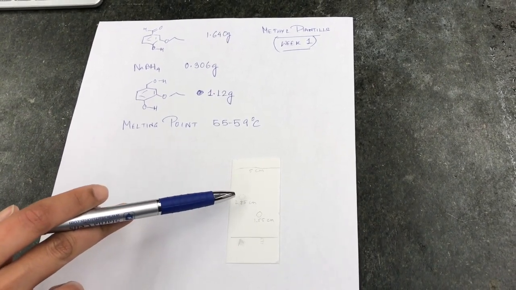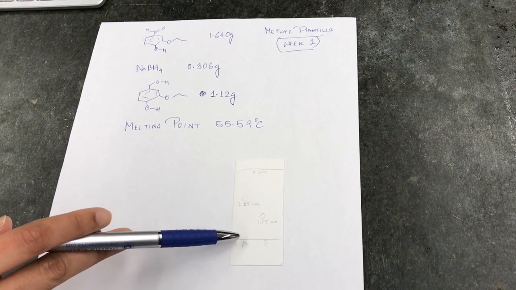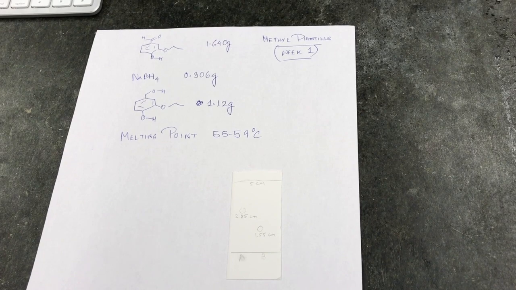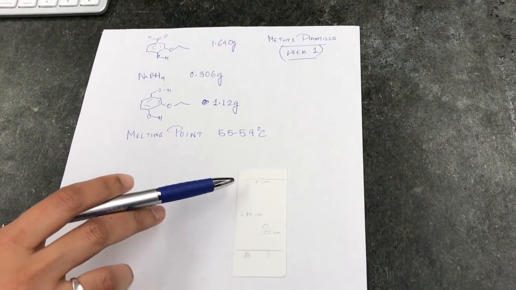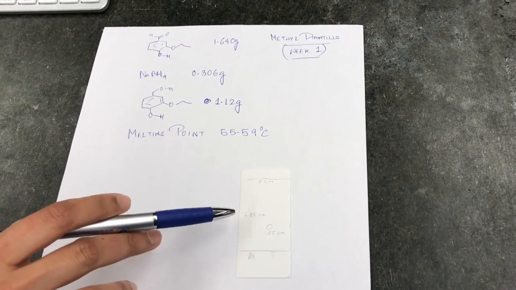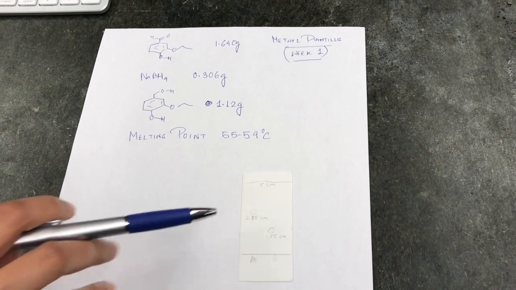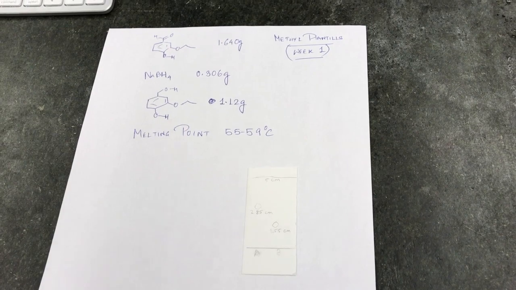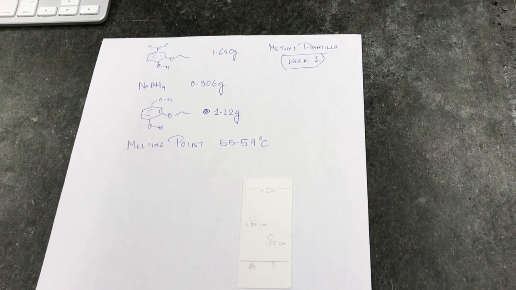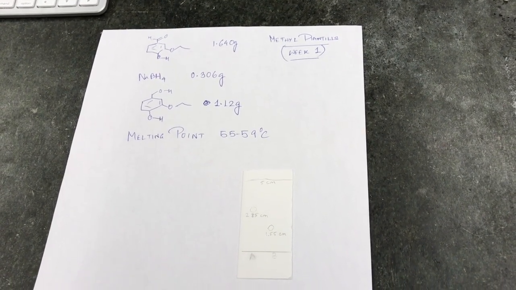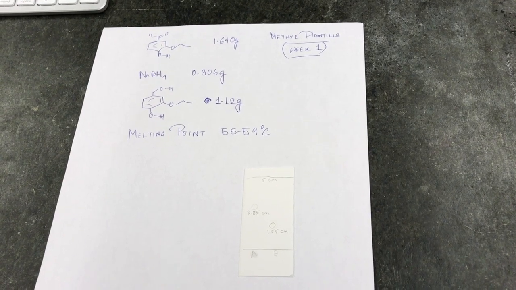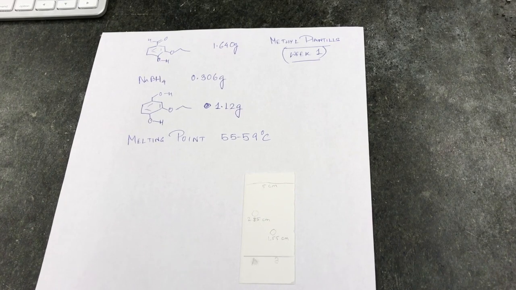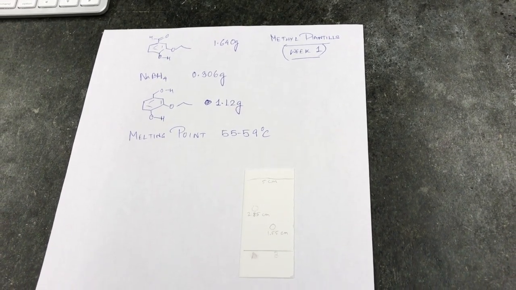This is the measure of the distance from this spot till this line over here. So you know how to calculate the RF values, where you divide the distance the spot traveled by the distance of the solvent front. This distance divided by this distance gives you the RF value. Make sure the RF value is less than 1. If you're doing it the wrong way, it can be greater than 1, so just make sure you take care of that.